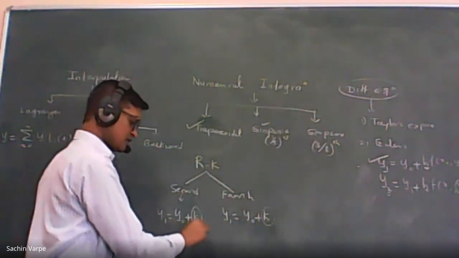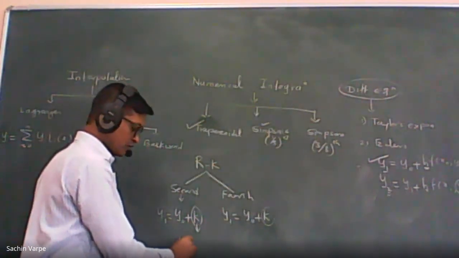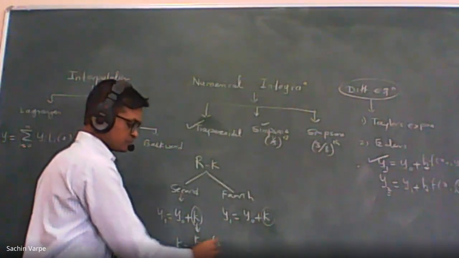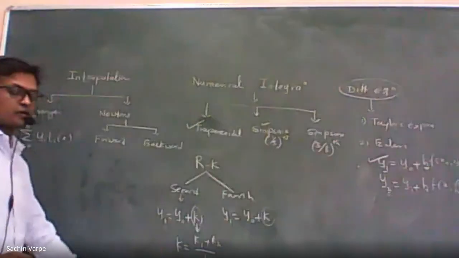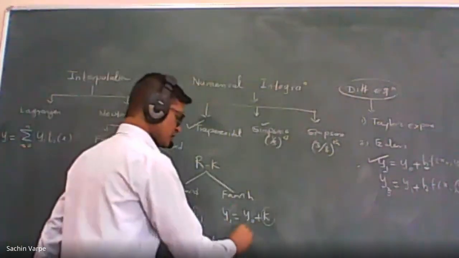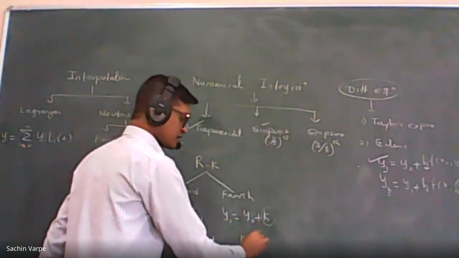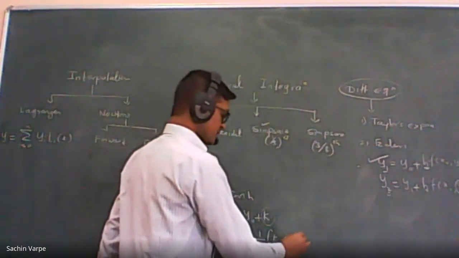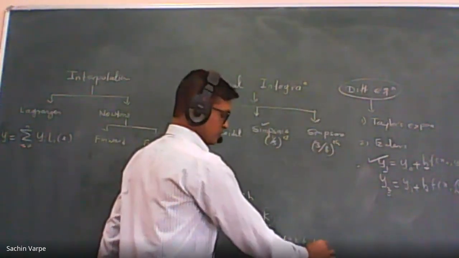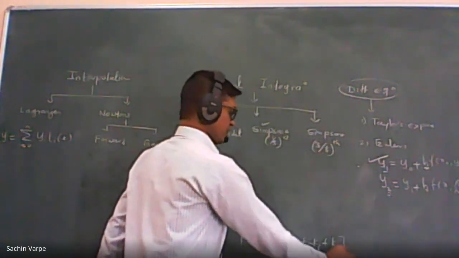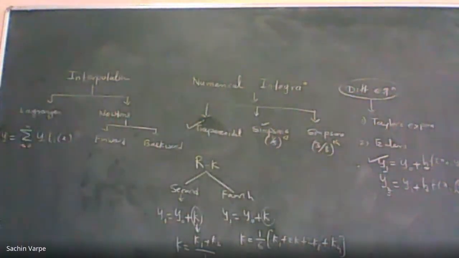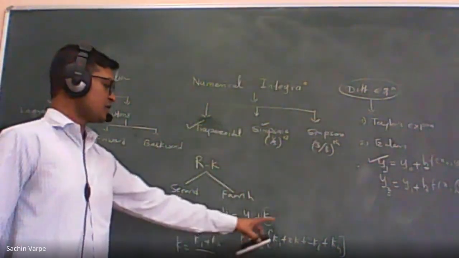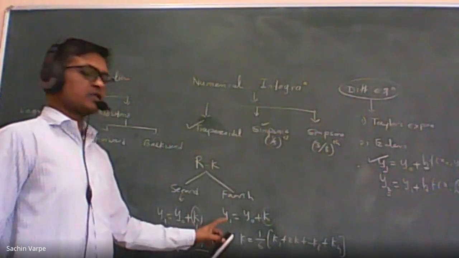In case of second order, the value of k is the average of k1 and k2. You can check, please. Yes, the average of k1 and k2. And in case of fourth order, the formula for k is 1 by 6 times k1 plus 2 times k2 and k3 plus k4. This is the formula for k, and then we'll substitute this k into this to get the first ordinate.